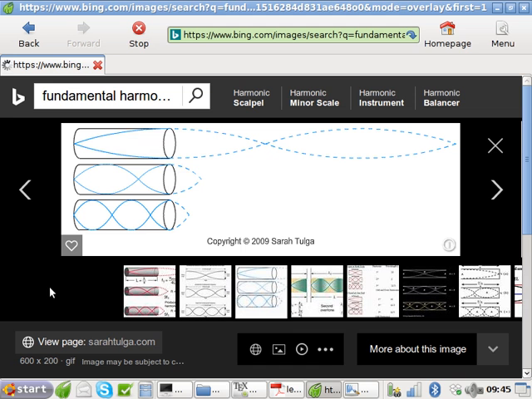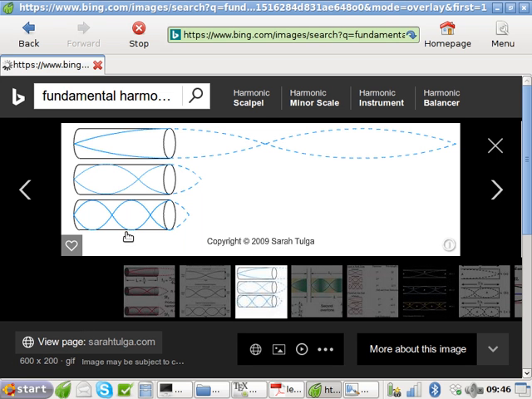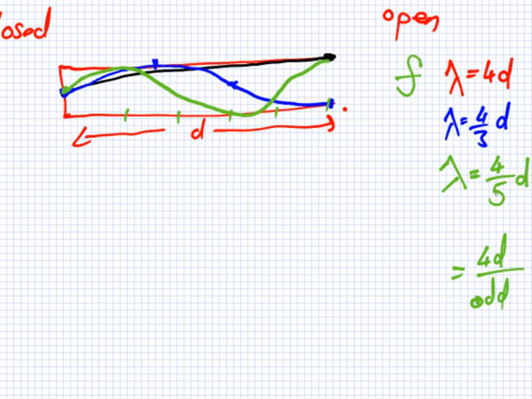Beautiful pictures. Okay, have you got this one? Can we go to the next one? The formula? Yeah, the wavelength is 4/5 D.